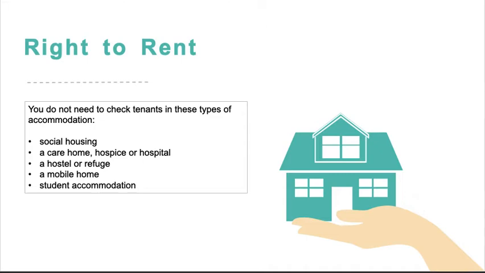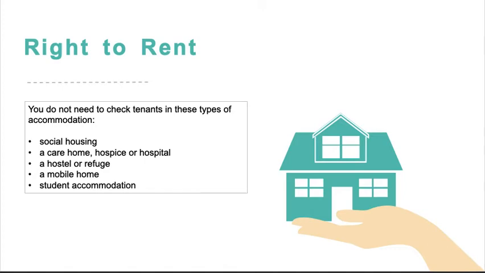This is a list of types of tenants and housing where the right to rent is not required. So if you have social housing, if you're running a care home, a hospice, or a hospital, you do not need to ask people for the right to rent documents. If they live in a mobile home, or if you're running student accommodation, you don't need to do these checks.